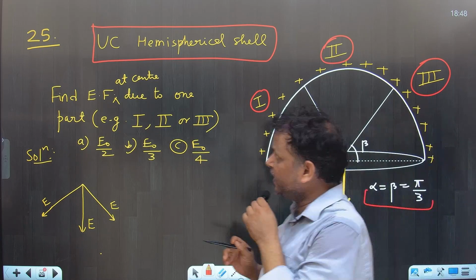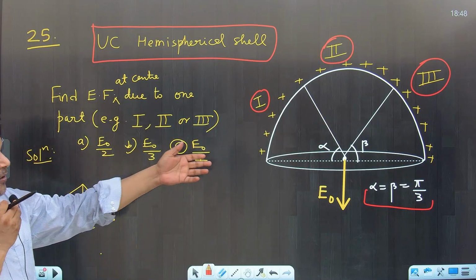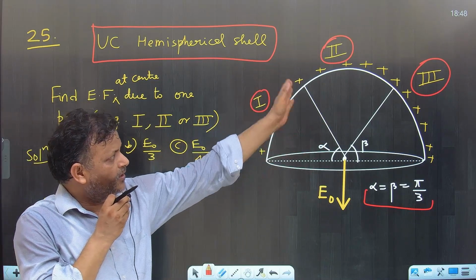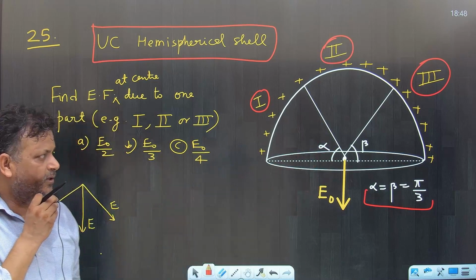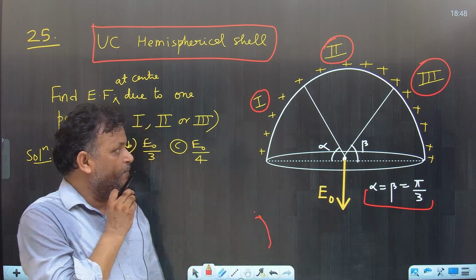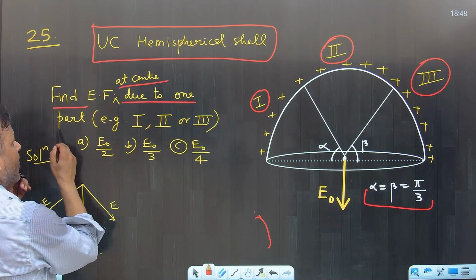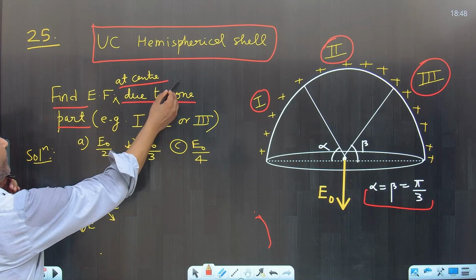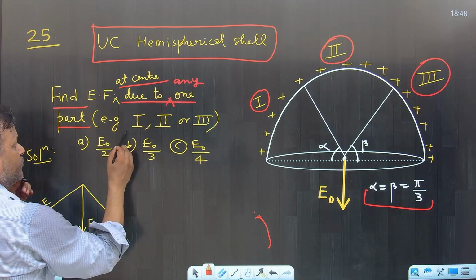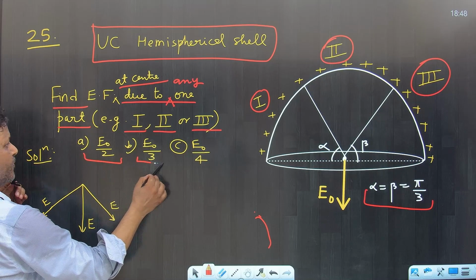So it is given that the uniformly charged hemispherical shell is mentally cut into 3 identical parts, and together they give electric field E0. Then find the electric field at the center due to any one part, either 1 or 2 or 3. Whether it is E0 by 2 or E0 by 3 or E0 by 4.